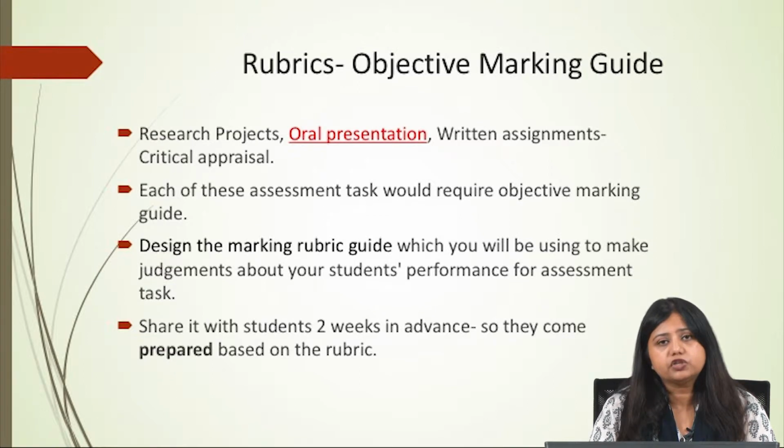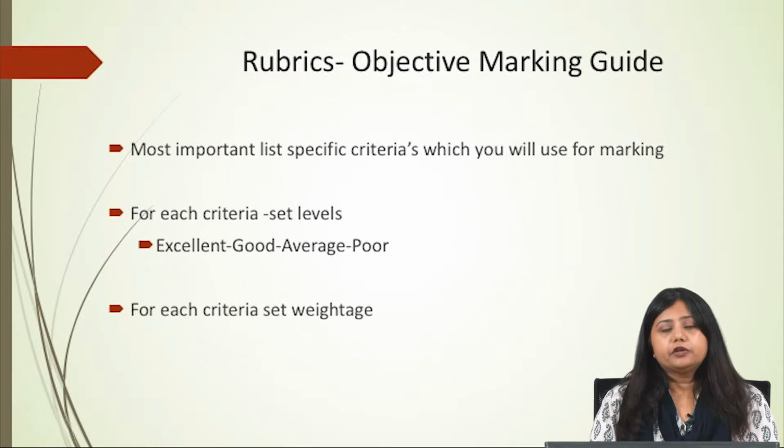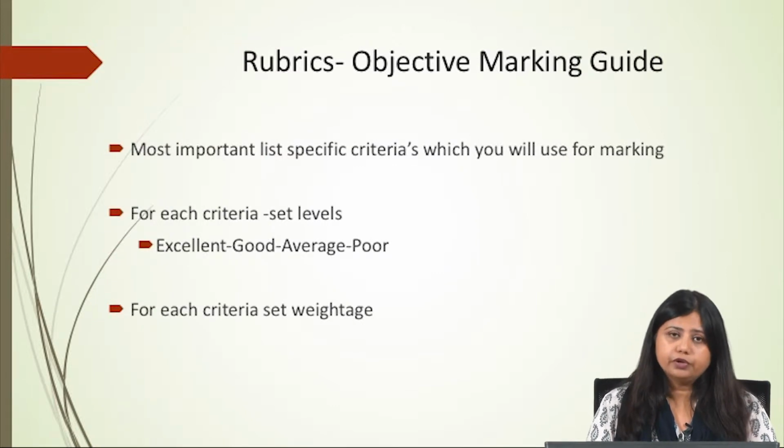So oral presentation was just a very generic example. We need to incorporate this for all of these assignments, whether it could be a research project or written assignment, where we are talking about any piece which is more than 500 words. So now, how do we start designing rubrics?